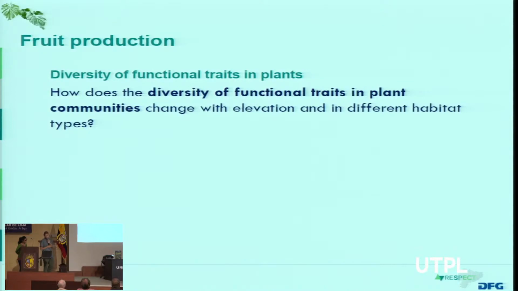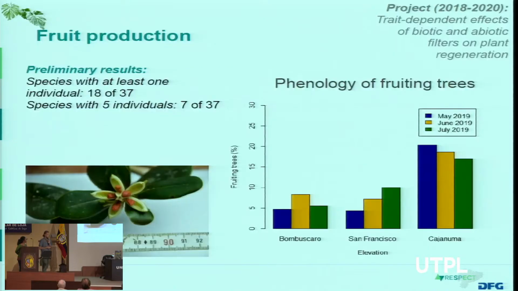So our question is, how does the diversity of functional traits in plant communities change with elevation and in different habitat types? And we measure specific traits of seeds and fruits. You can see, for example, Excluscia ducoides here. And the objective is to measure 37 species, which belong to all PFT groups, I mean plant functional types. And so far, with at least one individual, we have 18 of them, and which are completed, with 5 individuals, we just have 7.